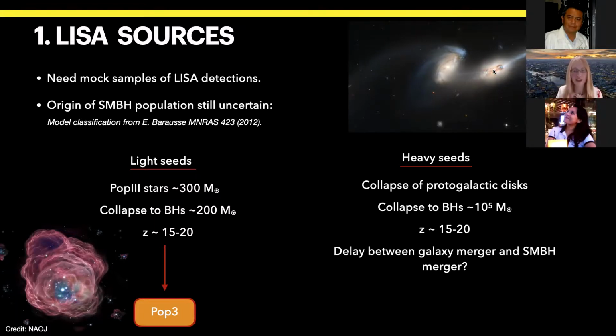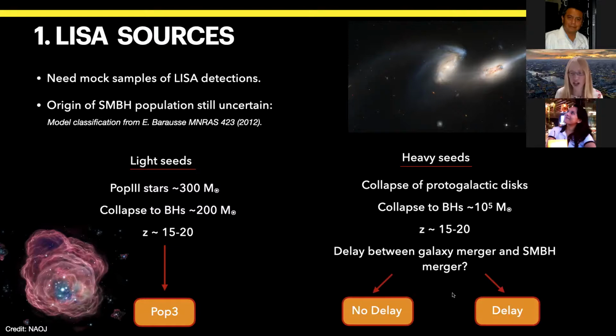Or will they enter some kind of stable state in a binary, and you'll have a merged galaxy with a binary massive black hole in the center? And if they merge straight away, we call that the no delay model. And if they stall and essentially take another few billion years to merge, we'll call that delay.